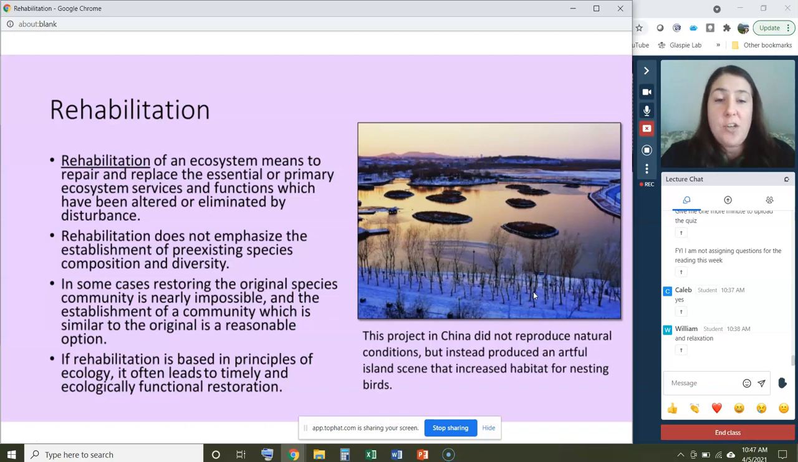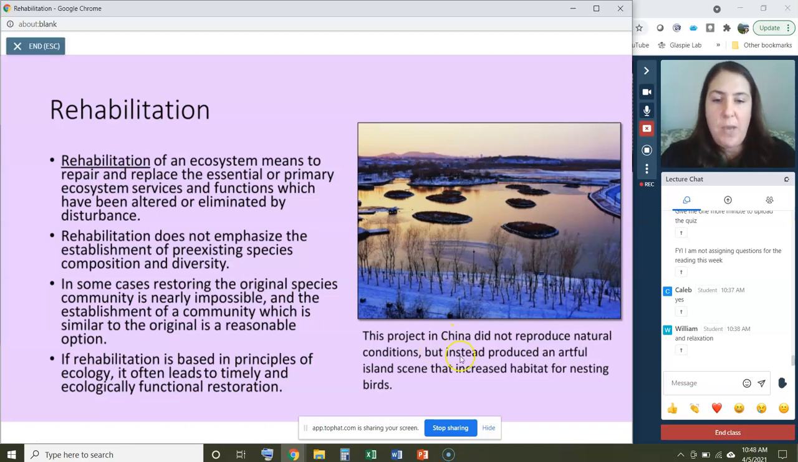So rehabilitation restores functions and services, but it does not emphasize the establishment of what was previously there. So you don't necessarily establish pre-existing species or pre-existing diversity. Instead, you're going to say, okay, what service did this land provide to people? What function did it have for the ecosystem as a whole? Let's restore those functions and services.